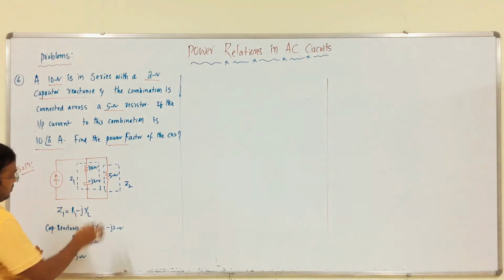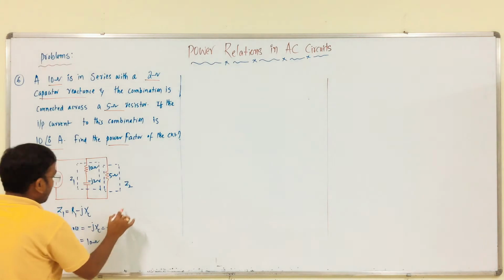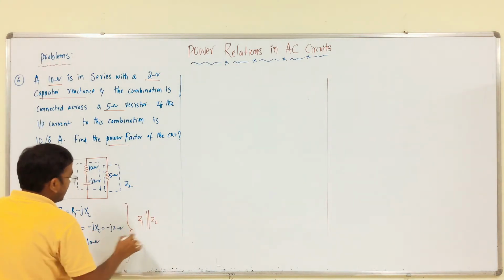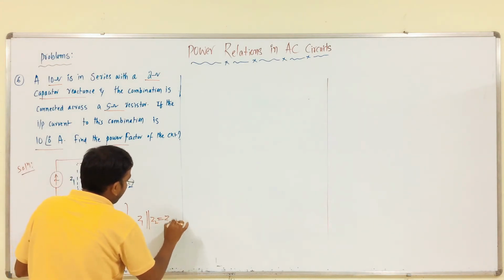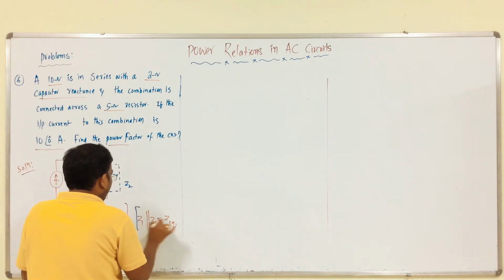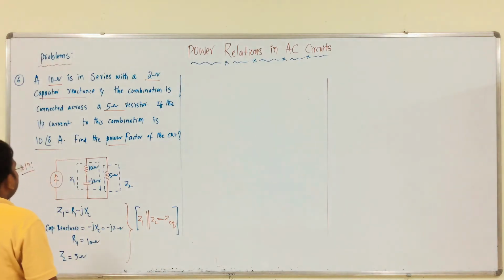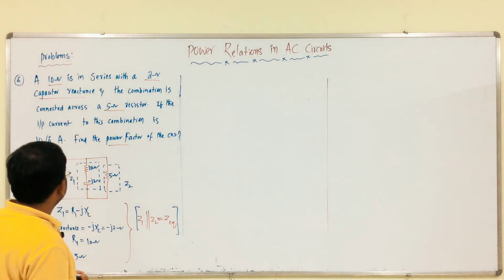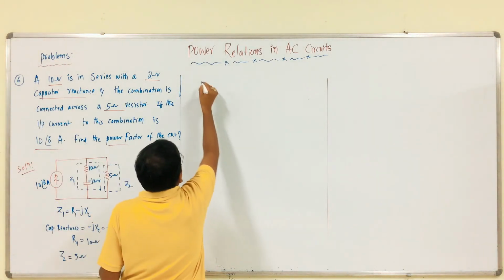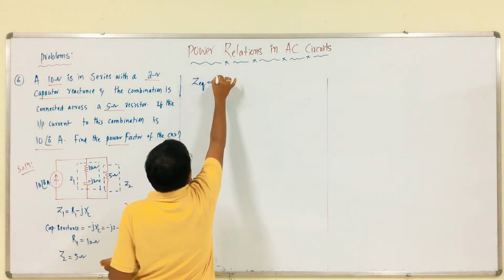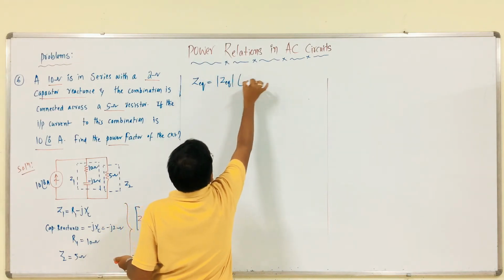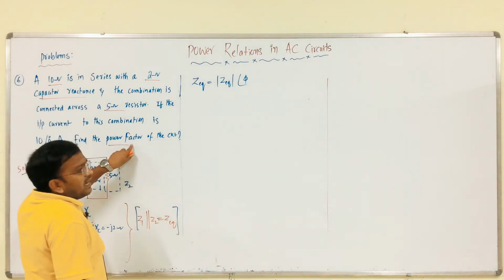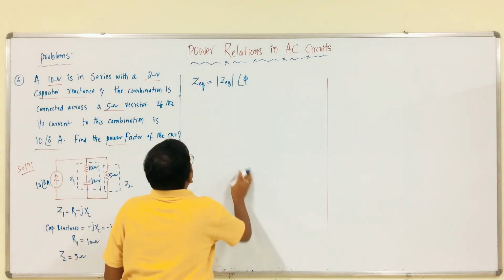Only we have R. Z1 is connected in parallel with Z2, and this is Z equivalent. We have to calculate the value of Z equivalent. The input current is 10 at an angle 0 degrees. Clear? So Z equivalent is mod Z equivalent at an angle phi. If we have phi, we can calculate the power factor.